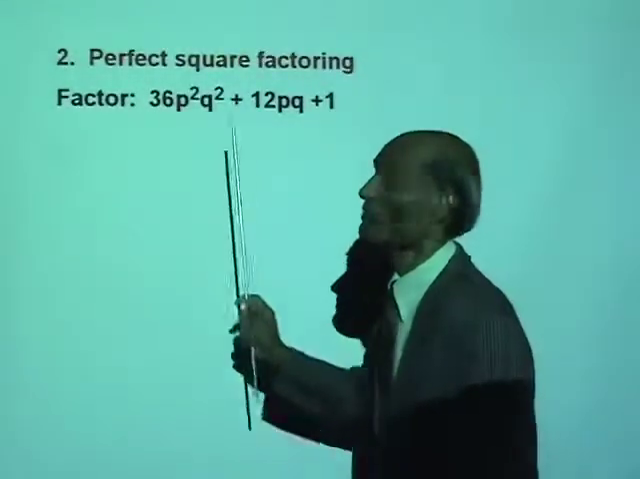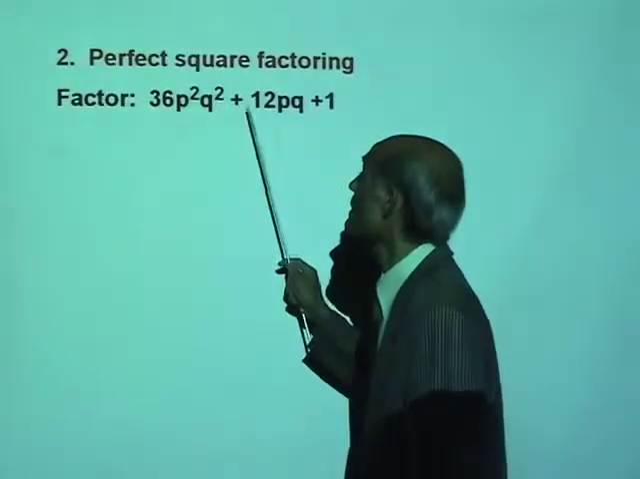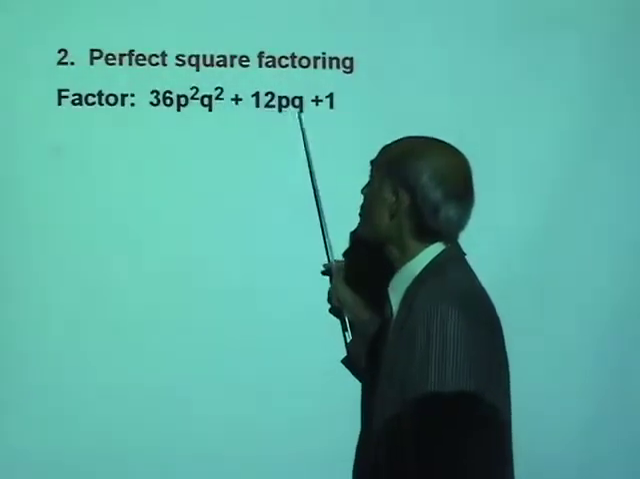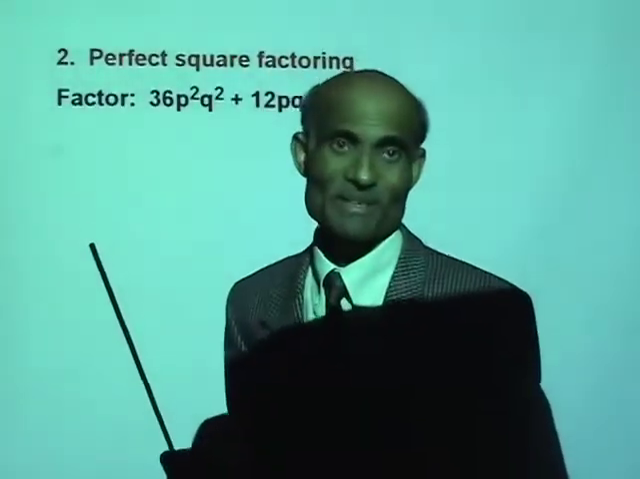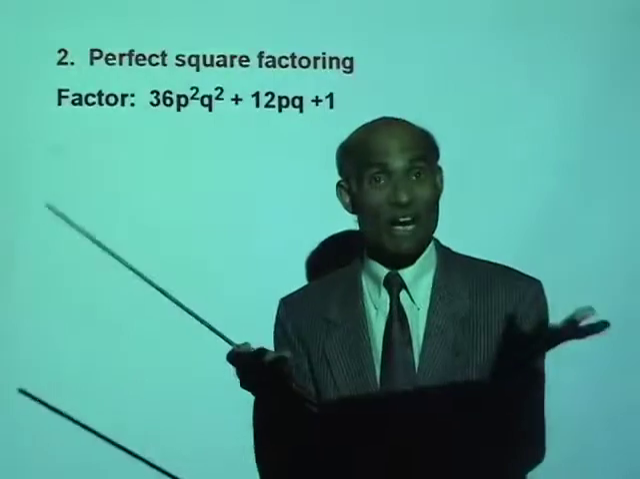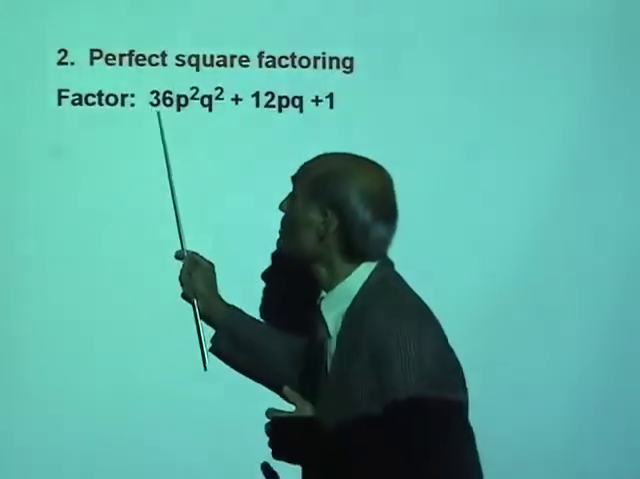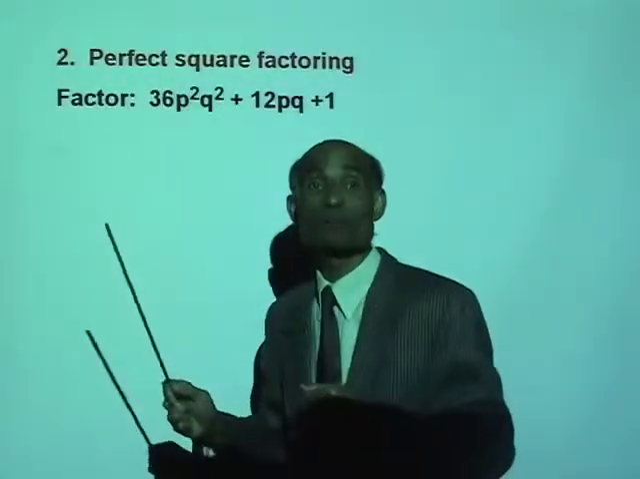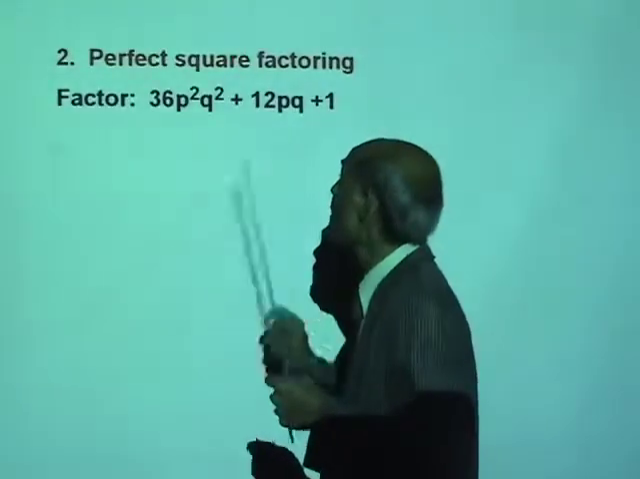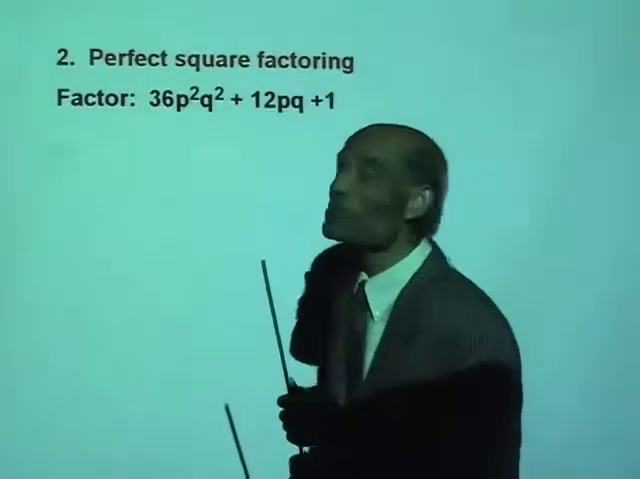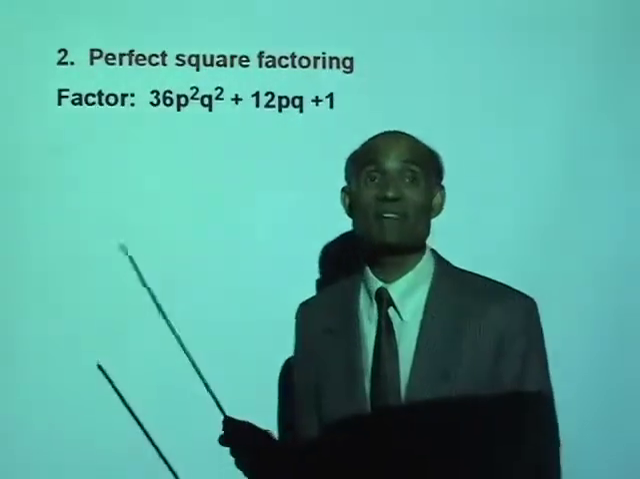Alright, let's do this. Factor 36p squared q squared plus 12pq plus 1. Well, this is a trinomial, the method we already developed. The first term is 36p squared q squared. The last term is plus 1. The middle term is 12pq. Alright, do you get a clue by looking at it?